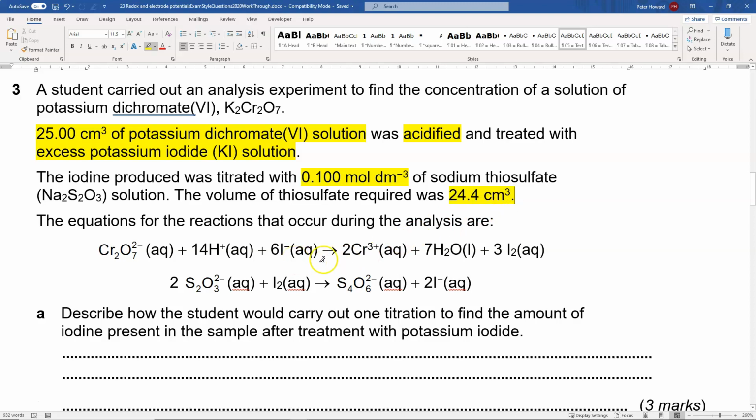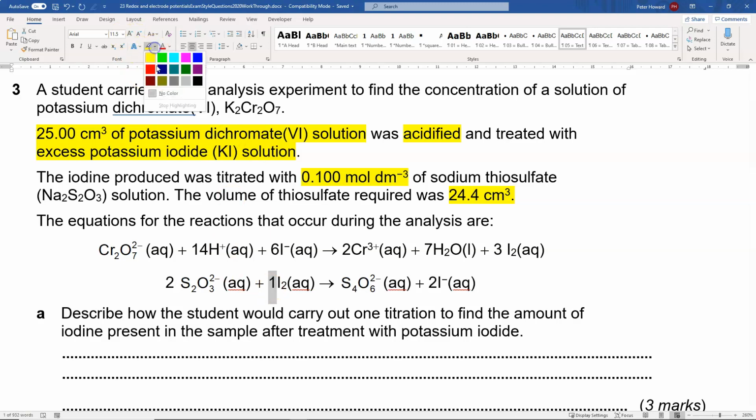We've got two equations here, and we might look at the link between them. The final bit of the titration was the sodium thiosulfate with iodine. If you think about the equation, it's got a ratio of 1 iodine molecule to 2 thiosulfates. And here, we've got a link between 3 iodines and 1 potassium dichromate, like so. So we're going to use this in a little bit.